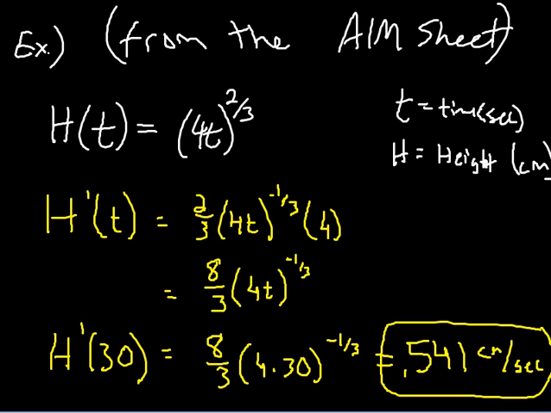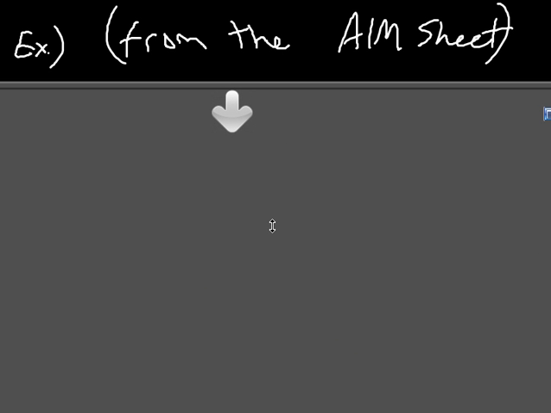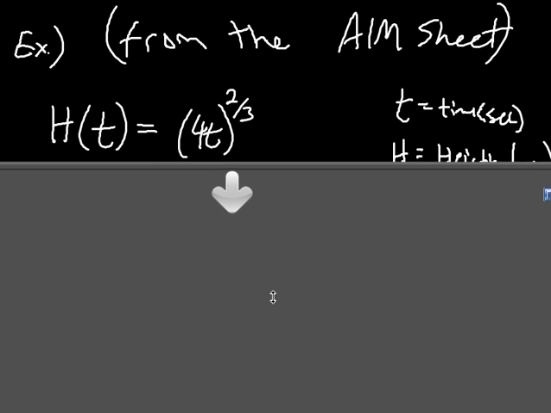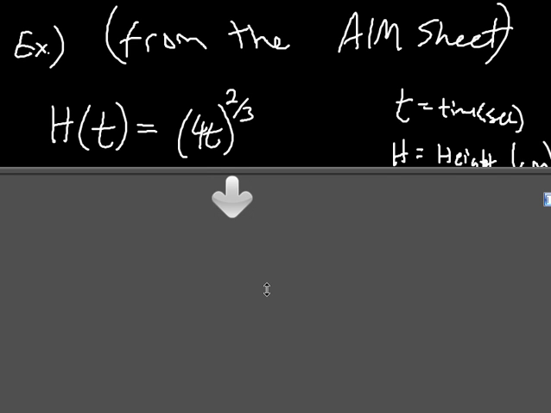We will look at an example, and this is an example directly from the aim sheet. It says you're filling a bucket with water and the height h centimeters of the water after t seconds is given by the formula h of t equals 4t raised to the 2/3 power. Question is, how fast is the water rising 30 seconds after you start filling the bucket?